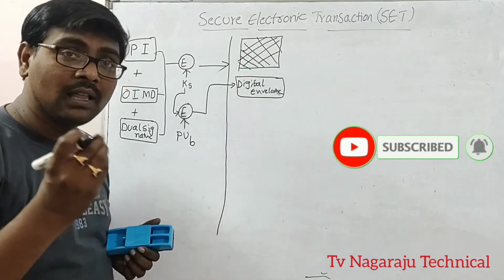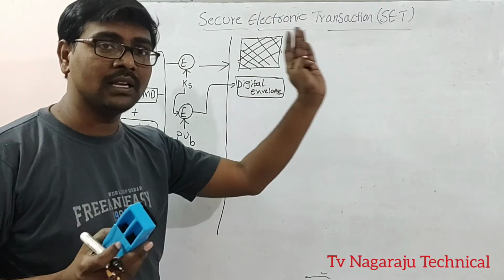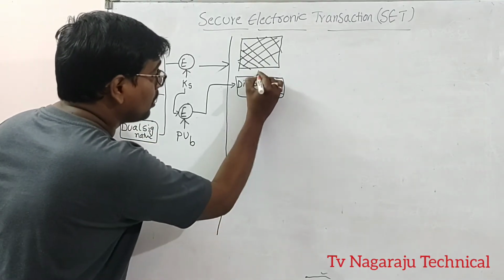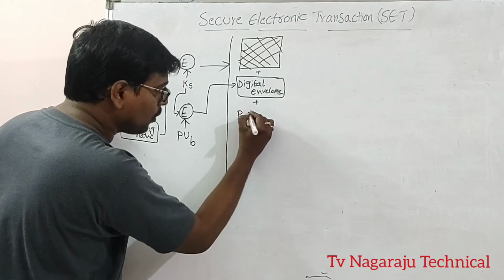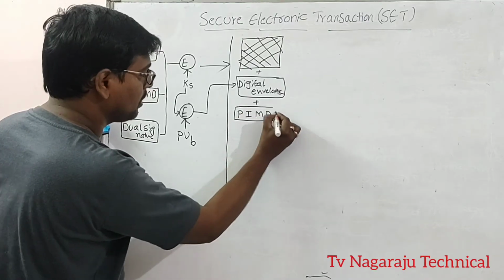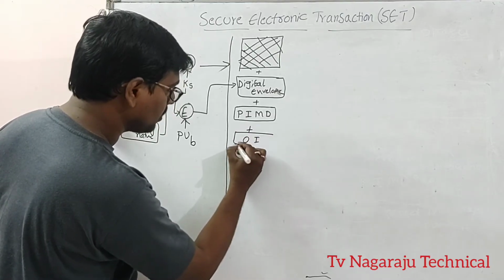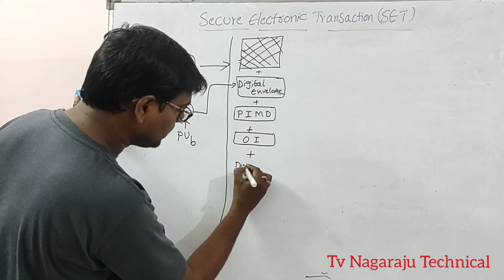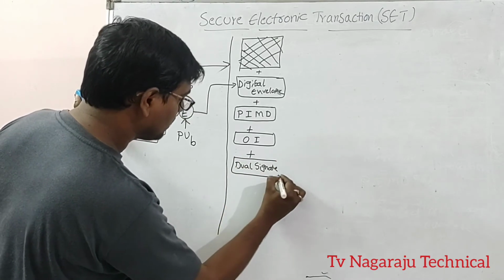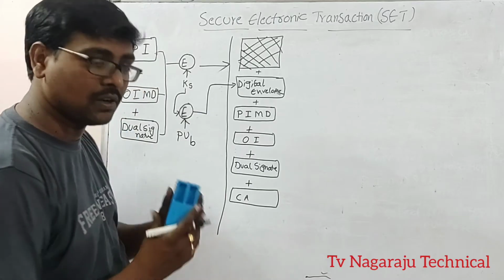Okay. Now what the merchant requests is related to the bank. Now the cardholder sends the information to the merchant. Now what the merchant requires, all these are plus. The merchant requires payment information in message digest format, plus order information, plus dual signature, and certificate authority. That is, the certificate authority issues the certificate.